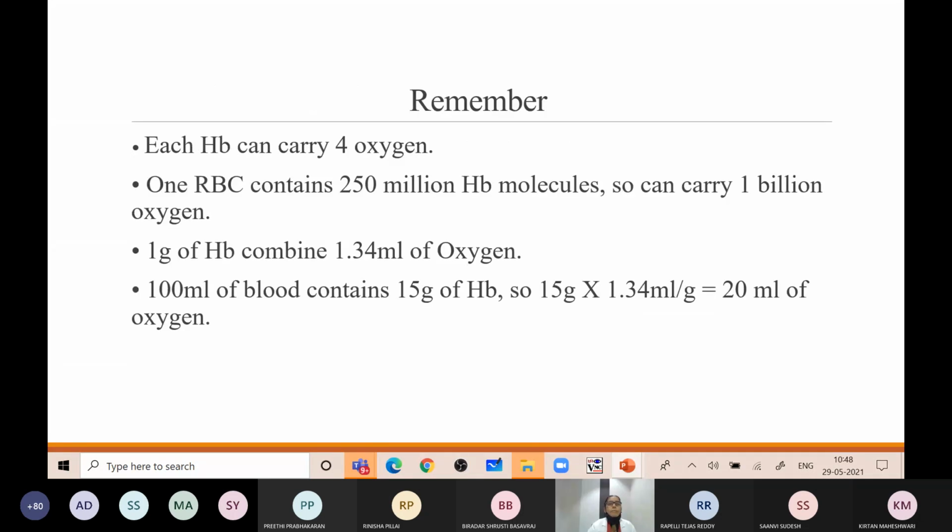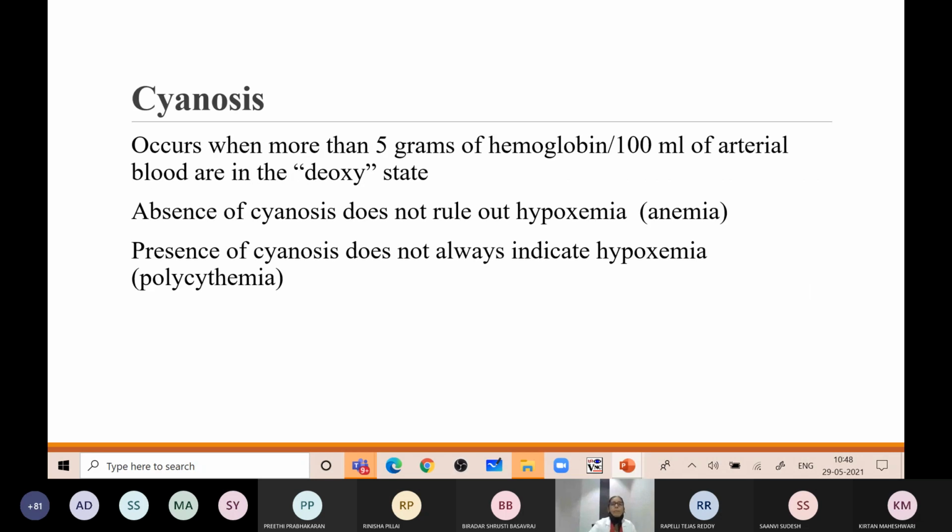Okay. So now these are some of the points to be remembered. Each hemoglobin can carry 4 oxygen molecules. One RBC contains around 250 million hemoglobin molecules, so it can carry 1 billion oxygen molecules. 1 gram of hemoglobin combines with 1.34 ml of oxygen, this also I told you. Hence, 100 ml of blood contains 15 grams of hemoglobin, so it will carry 20 ml of oxygen. So these points you are supposed to remember.